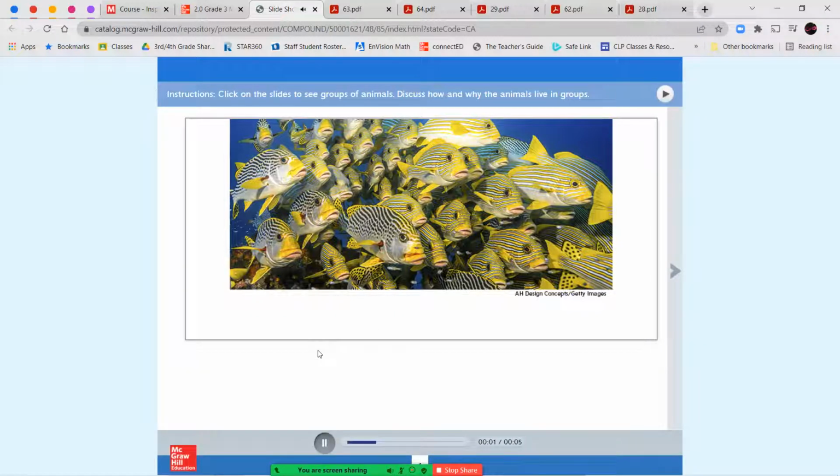Click on the slides to see groups of animals. Discuss how and why the animals live in groups.